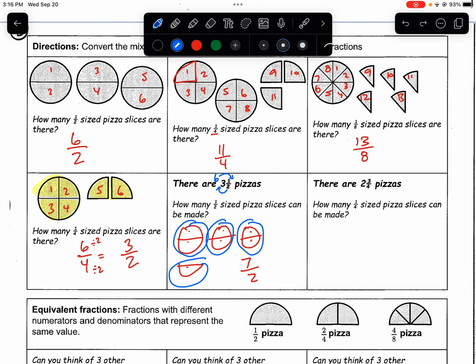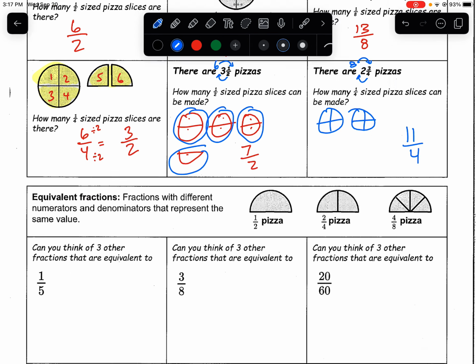So let's try that with this one. This one says, how many quarter-sized pizza slices can be made from 2 3/4 of a pizza? Well, for the 2 whole pizzas, you can make 4 out of each of them. So there's 4 there and 4 there, so that is a total of 8. And then we just add those 3 extra 4th size slices. So that's 8, 9, 10, 11/4.